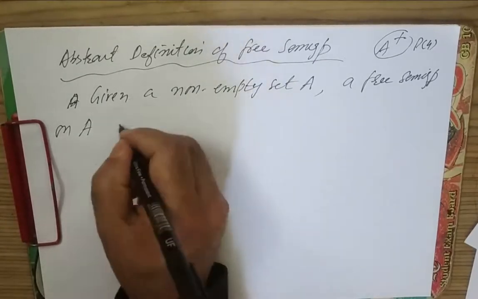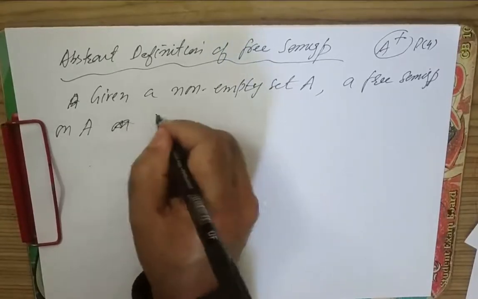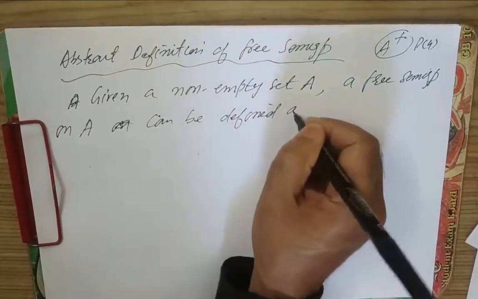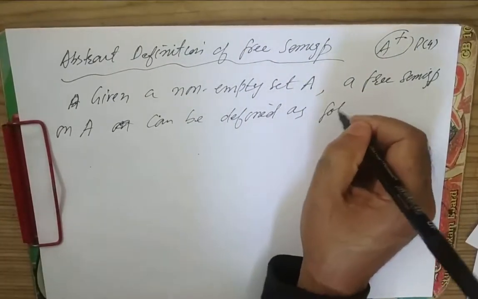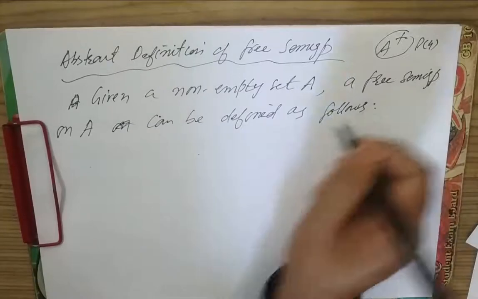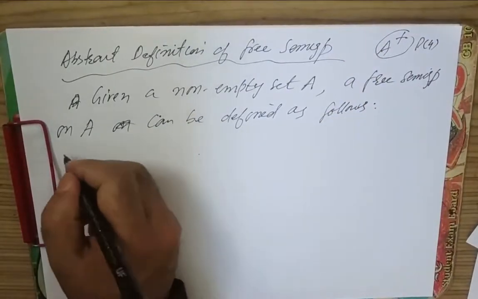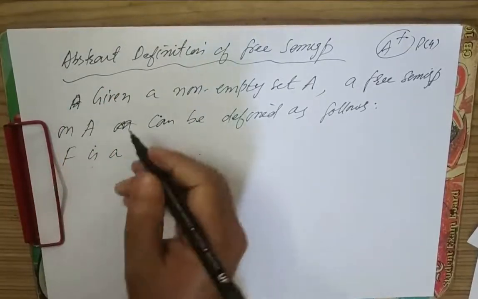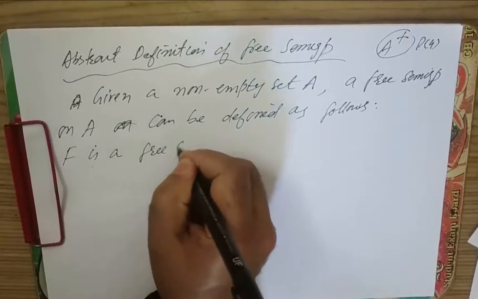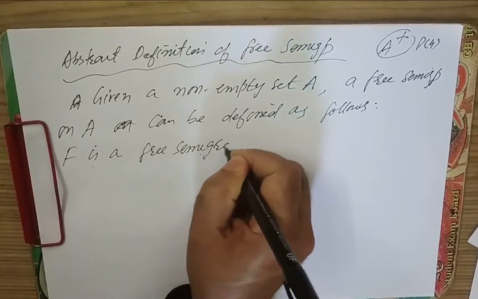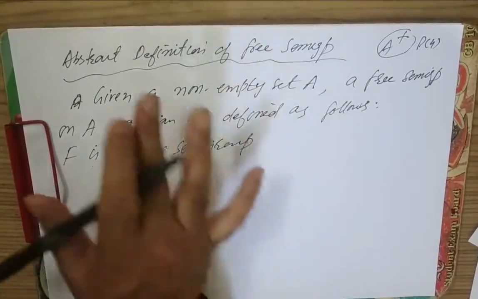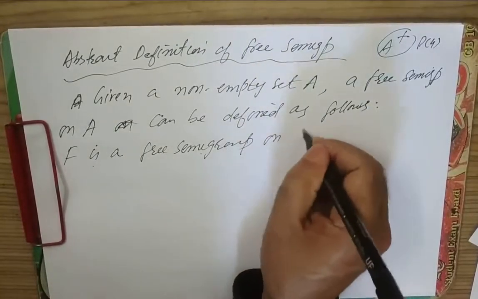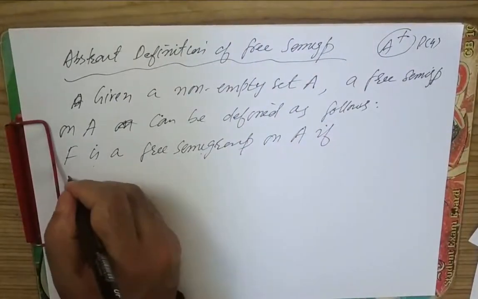A free semigroup on A can be defined as follows. Let's denote the semigroup on A by F. This is actually the categorical definition of a free semigroup. F is a free semigroup on A if it has the following properties.